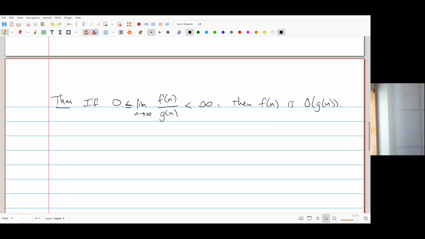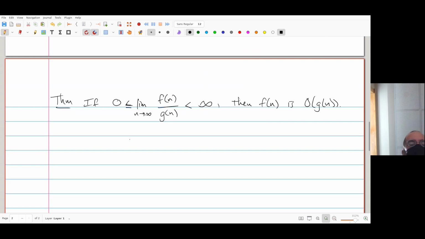So think about this. If the limit is 0, that means that as n goes to infinity, g of n gets a lot bigger than f of n, and so in that case f of n is going to be smaller than g of n. Or if the limit is some constant, say 2, that means they're growing at exactly the same rate, but with a difference of a factor of 2. If the limit goes to infinity, that means that f of n is growing faster than g of n, and so it's not big O.